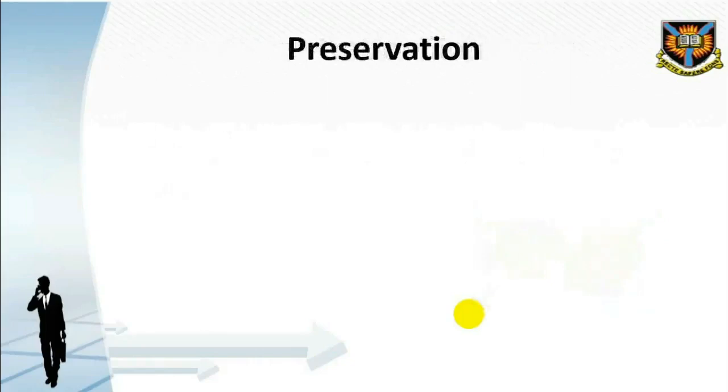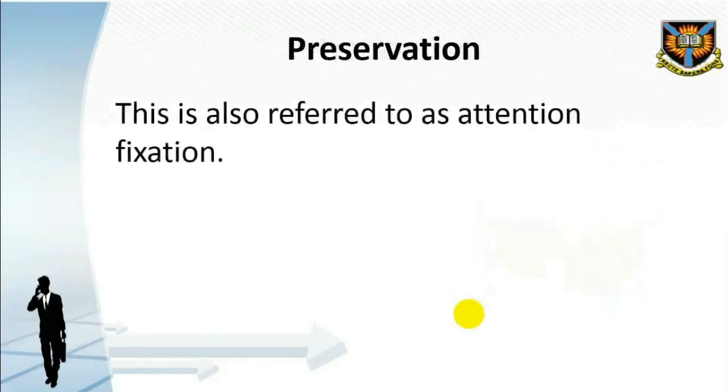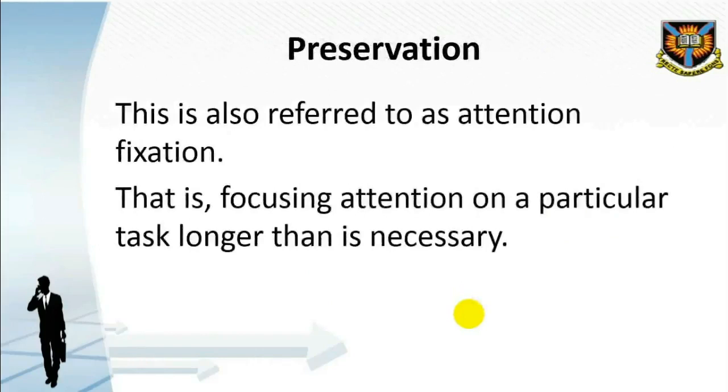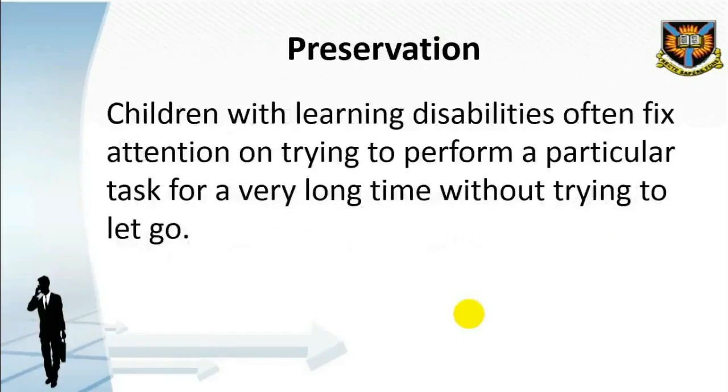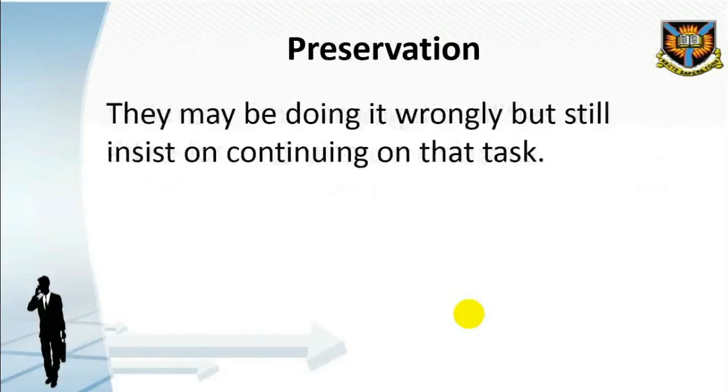7. Perseveration. This is also referred to as attention fixation. That is, focusing attention on a particular task longer than is necessary. Children with learning disabilities often fix attention on trying to perform a particular task for a very long time without trying to let go. They may be doing it wrongly, but still insist on continuing on the task.